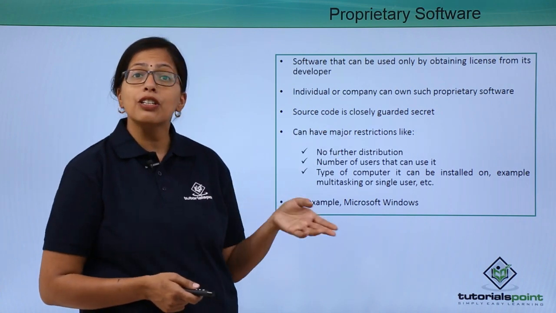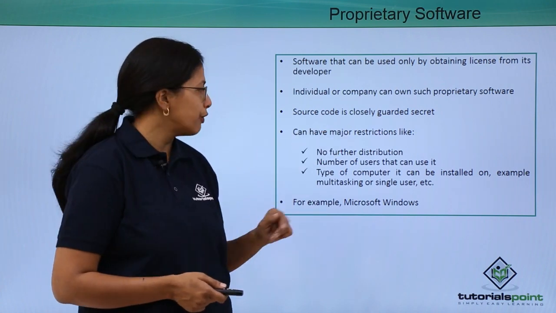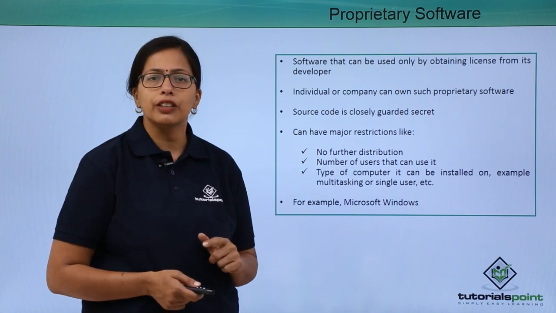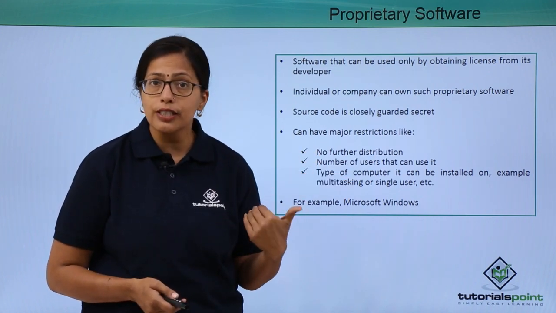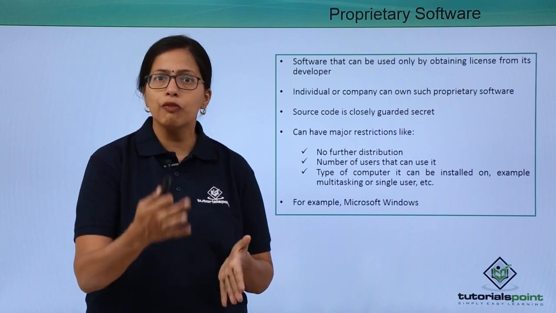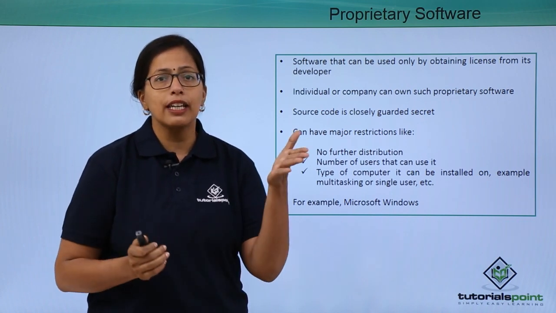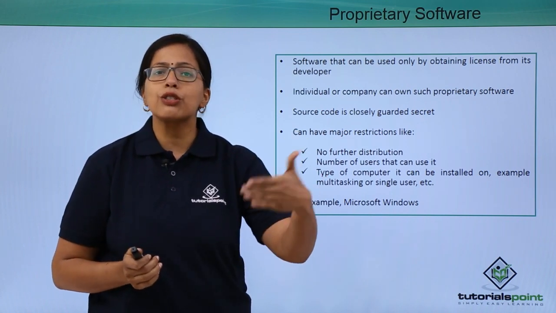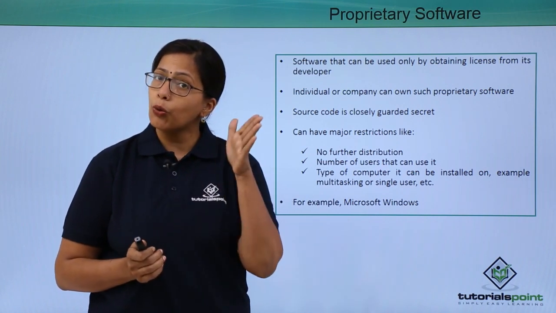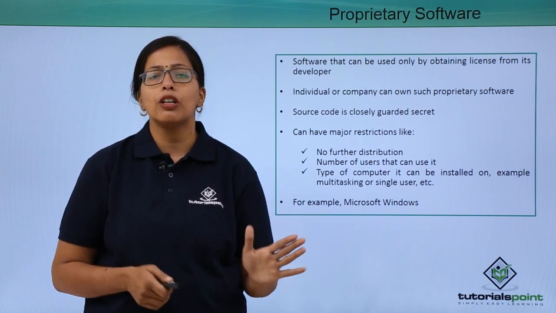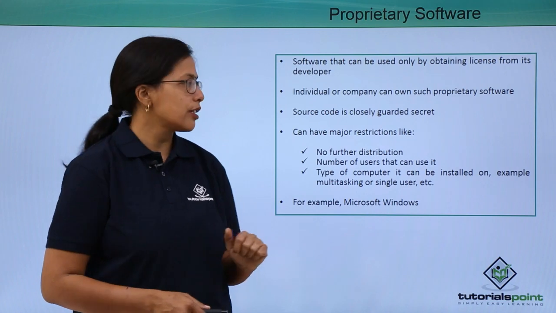These are some of the major restrictions on a proprietary software. It cannot be distributed further. If you have bought a license for yourself, only you can use it. If you have bought a multi-user license, say it says that okay, you can install that software on 5 systems. So only on 5 systems it will be installed. You cannot install it on a 6th system.